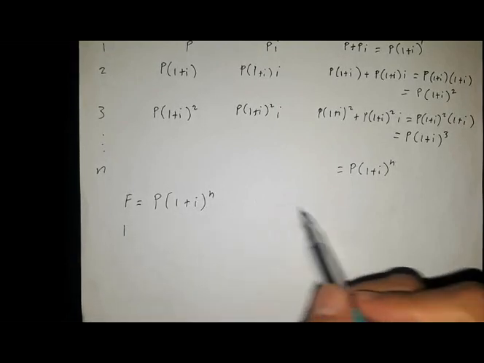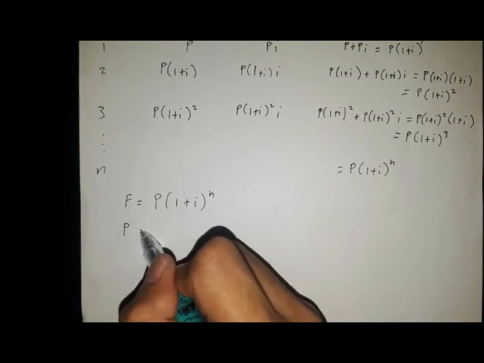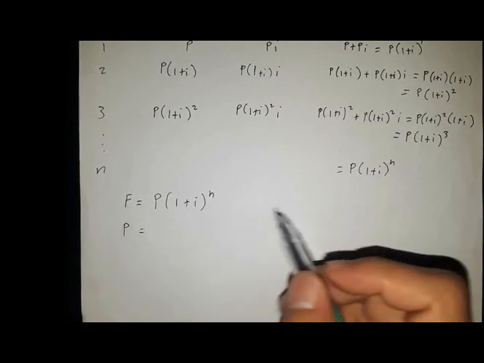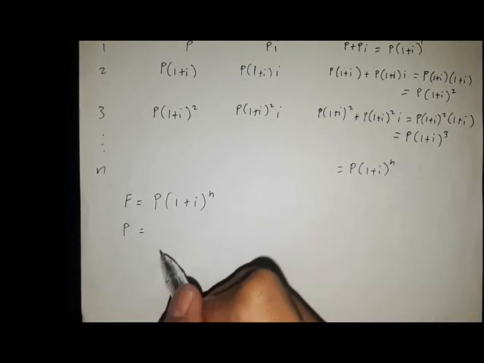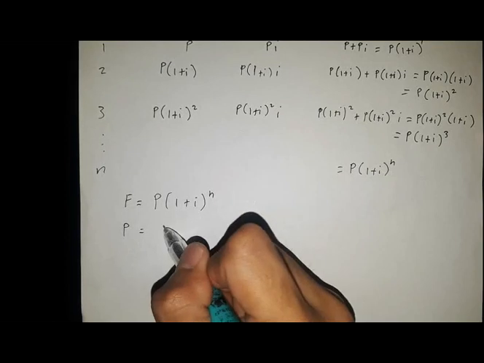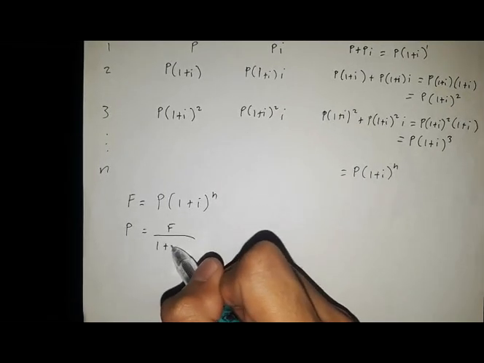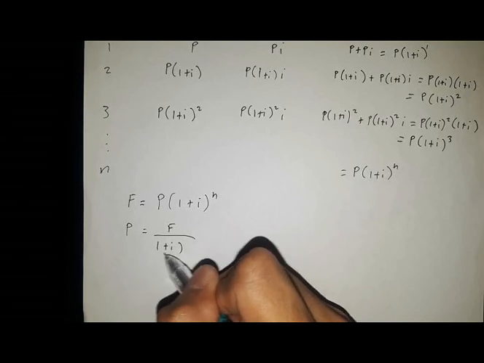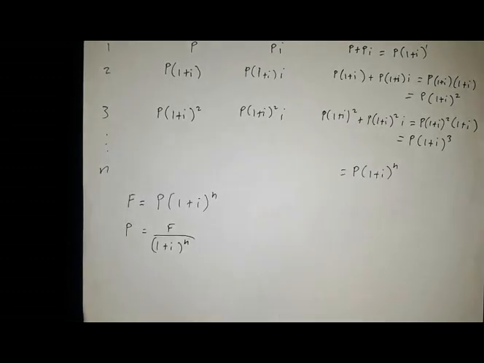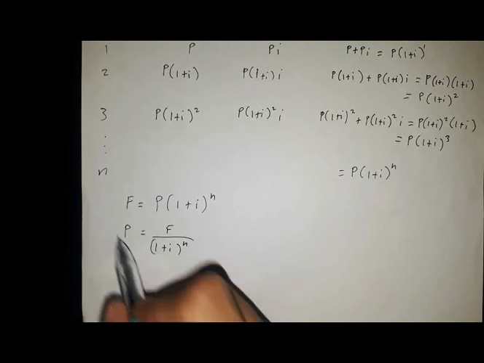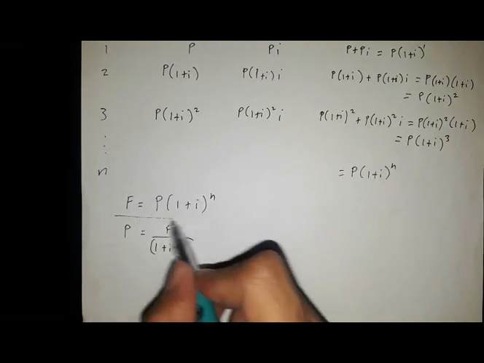And the formula for P: if you divide the equation by 1 plus I raised to n, P is equal to F over 1 plus I raised to n. So these are the two formulas.